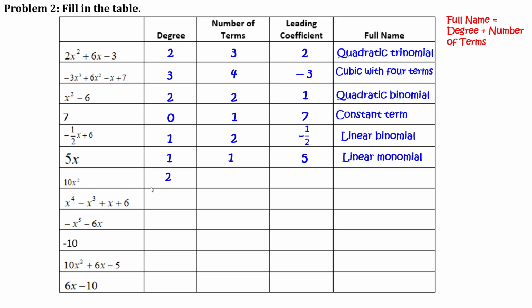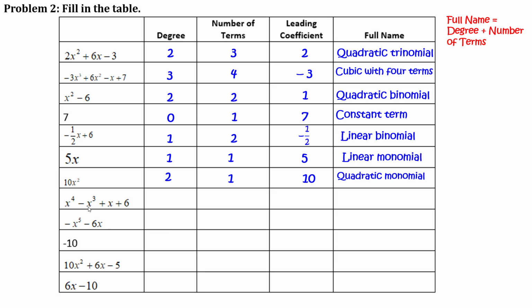10x squared. The degree is 2 because the power on x is 2. The number of terms is 1 because you just have the 10x squared term. The leading coefficient is 10. And the full name is quadratic because the degree is second. Monomial because there's only 1 term. So quadratic monomial is 1 term of the second degree.